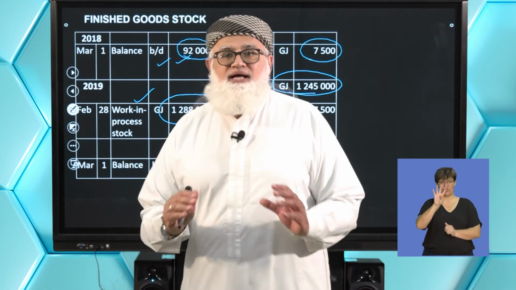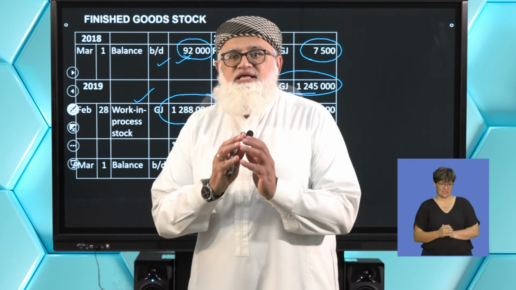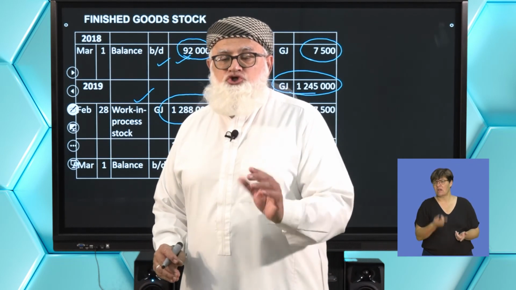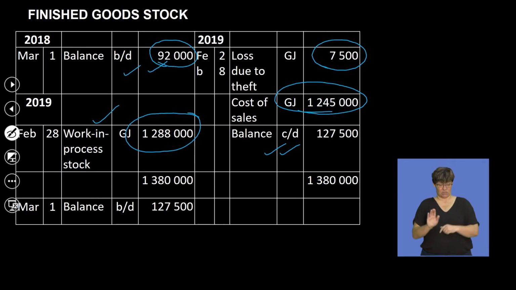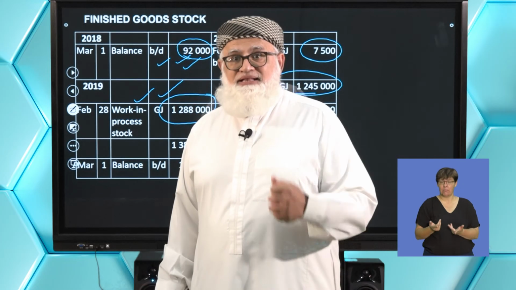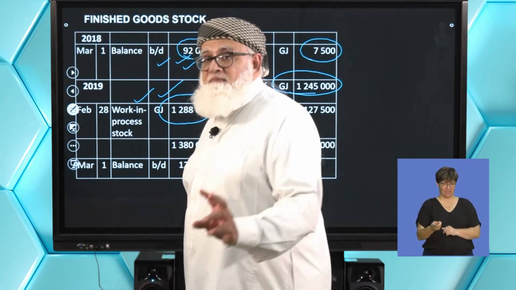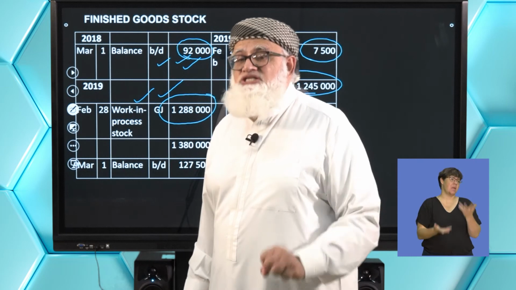So in other words, what is critical? What is it that you need to know when you're dealing with your finished goods stock account? Remember, guys, you need your opening balance. You need the work in process amount. You need your closing balance, right? And any further information that you have with regards to finished goods. In this case here, finished goods were stolen due to theft.